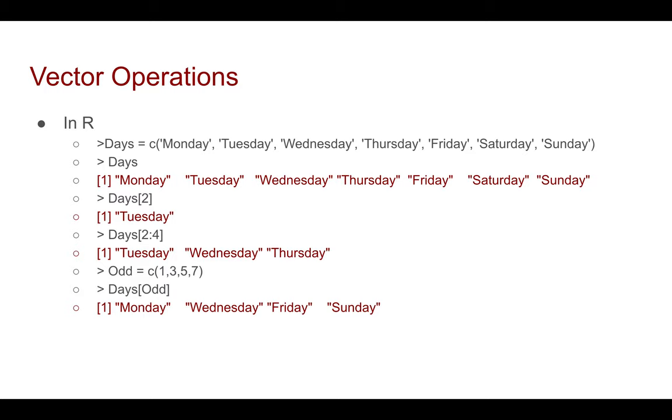Now, your vectors can also be manipulated, and you can do calculations on them. So if I take my vector odd and multiply it by itself, we'll get a new vector, which is now the square of each of those odd numbers: 1, 9, 25, and 49. And we can also do simple maths like odd plus 1, and then we'll get all of the even numbers. So we can see that you can do operations on vectors, and you can also extract elements from your vector. And remember, vectors are one-dimensional with homogeneous elements.